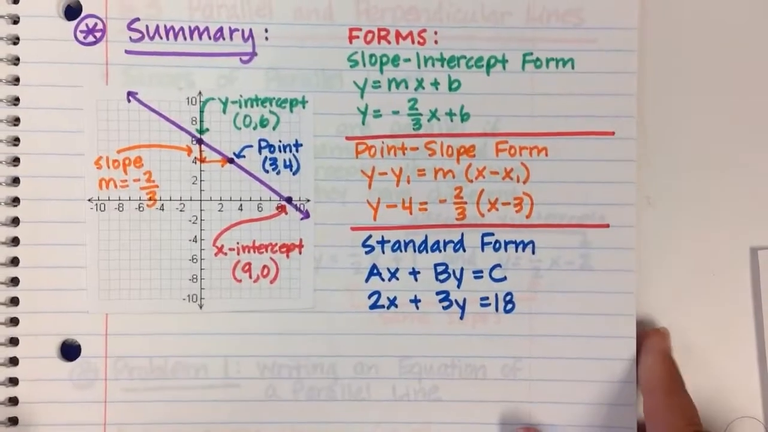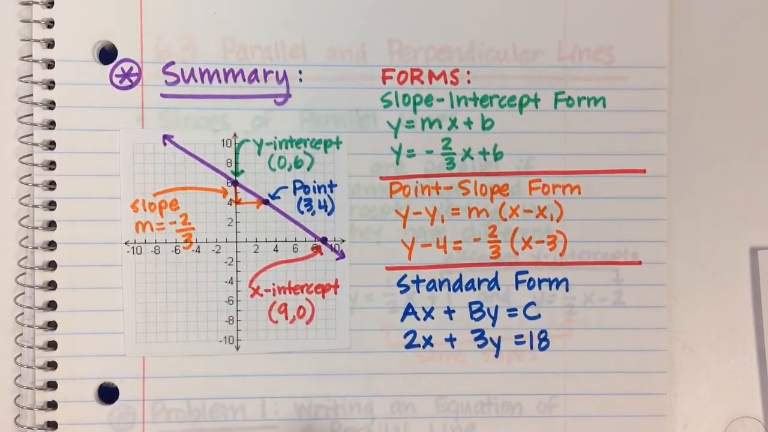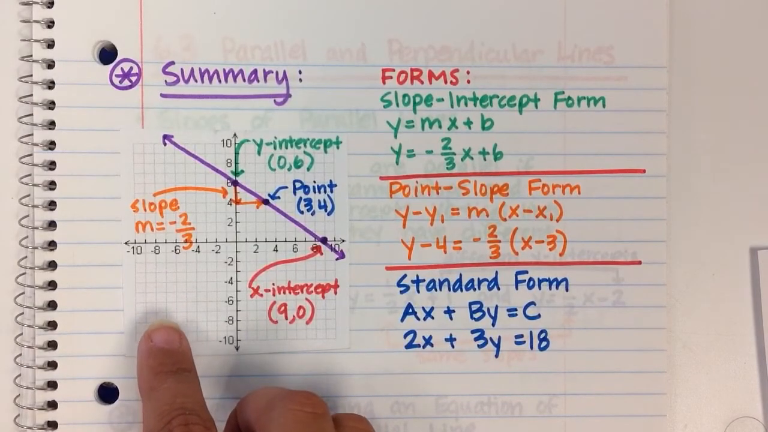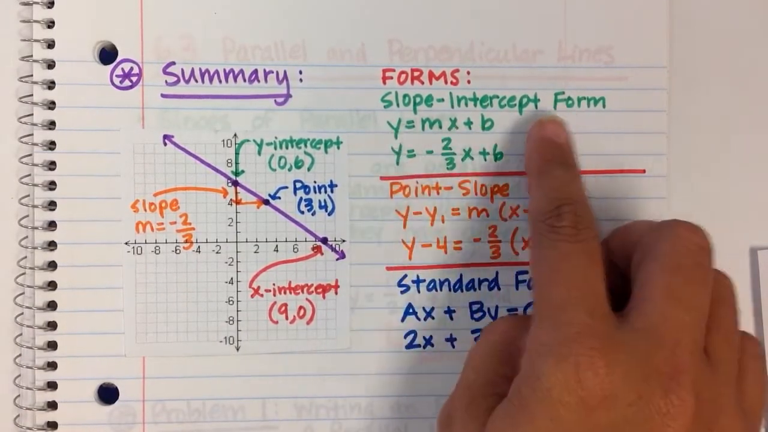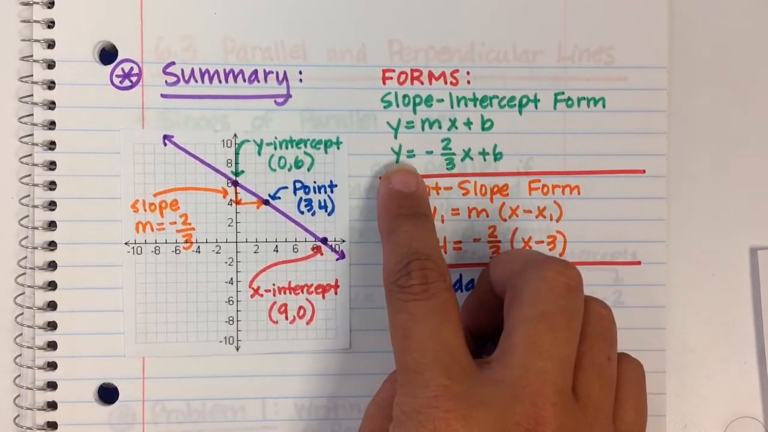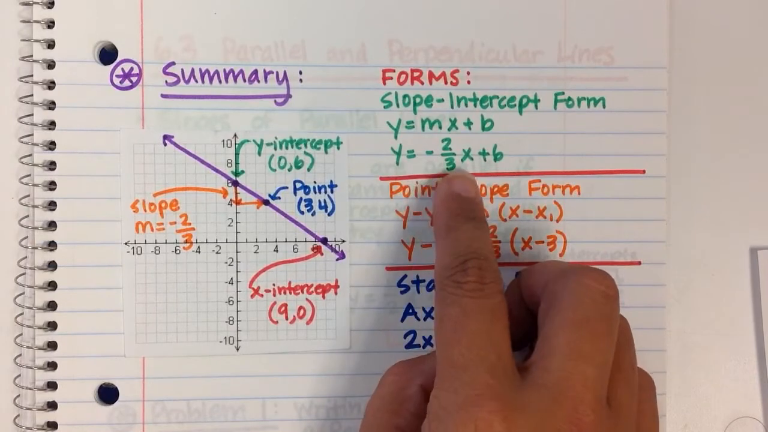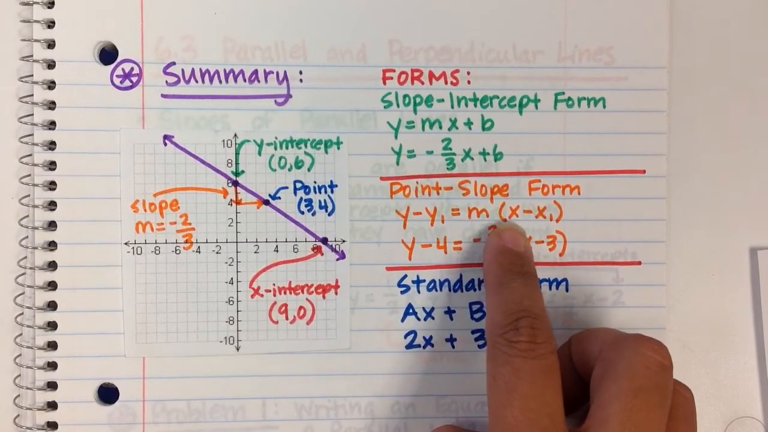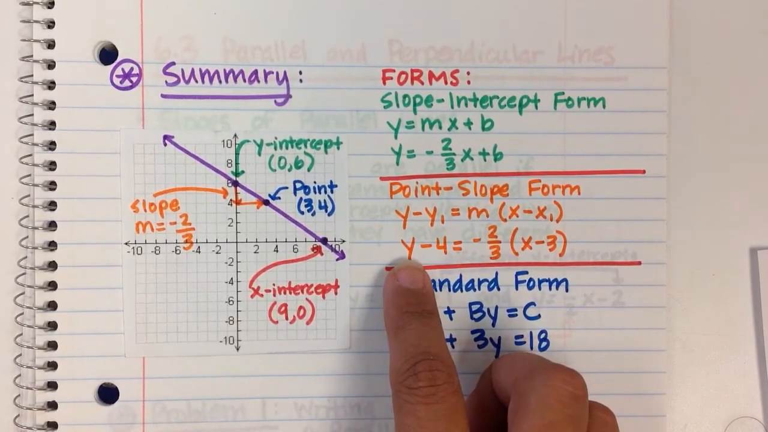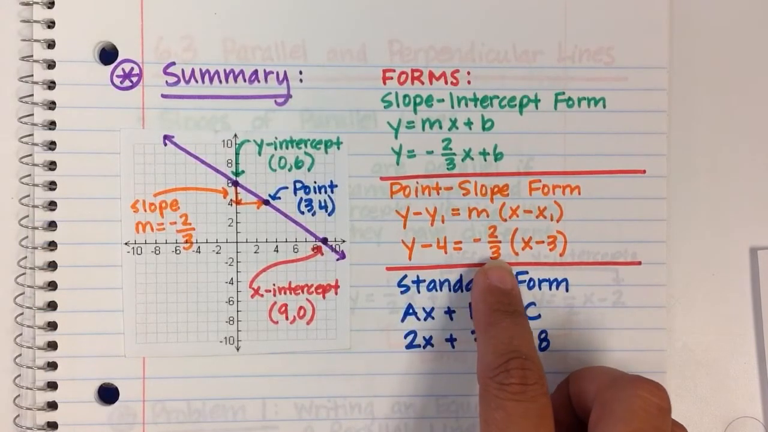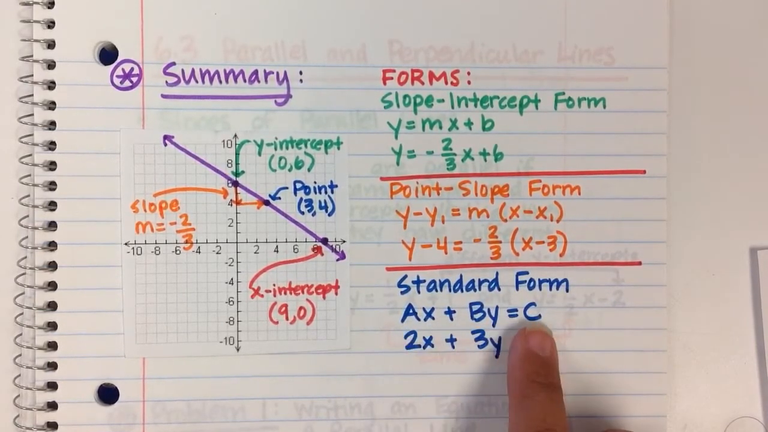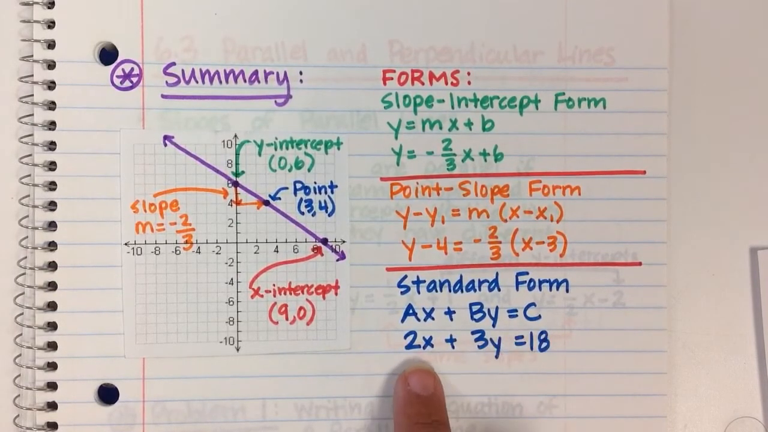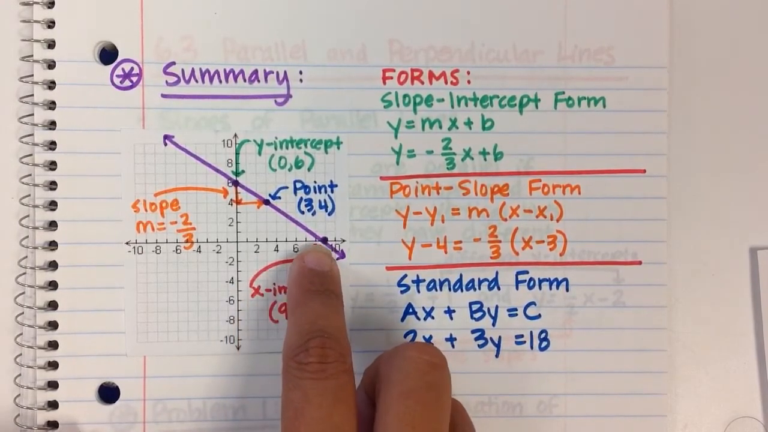Alright, so the summary of standard form and all linear equations. Slope-intercept form is y equals mx plus b. Using numbers, that's something like y is equal to negative 2/3 x plus 6. Point slope form is y minus y1 is equal to m times the quantity x minus x1. With numbers, that's y minus 4 is equal to negative 2/3 times the quantity x minus 3. And then standard form is ax plus by is equal to c, or something like 2x plus 3y is equal to 18.